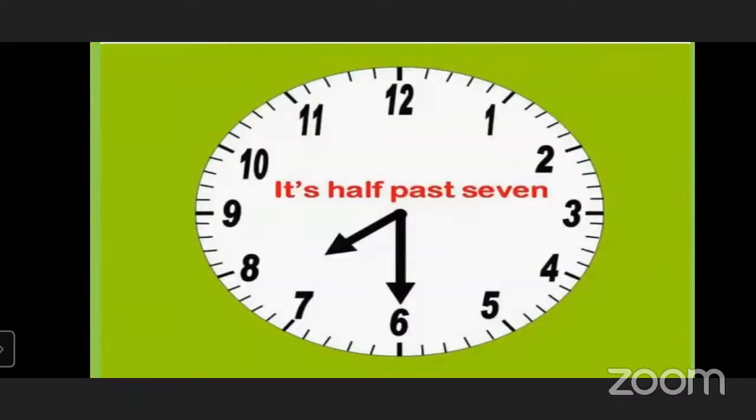I told you before that from 12 to 6 it is a past time, and from 6 to 12 it is a to time. So whenever we are reading before 6, every time you have to read like past: half past 7, or past 7, or past 8, past 9, likewise.